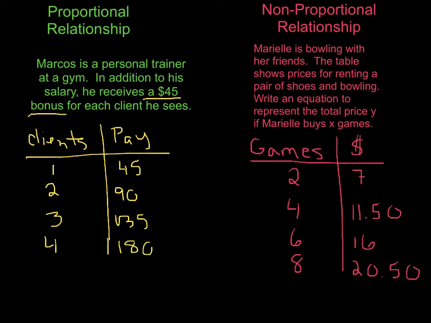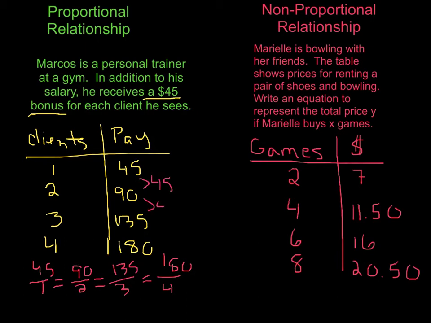If we do y divided by x, 45 divided by 1 equals 90 divided by 2 equals 135 divided by 3 and equals 180 divided by 4. So this is proportional, and it's increasing by $45 each time. So the equation is y equals 45x.